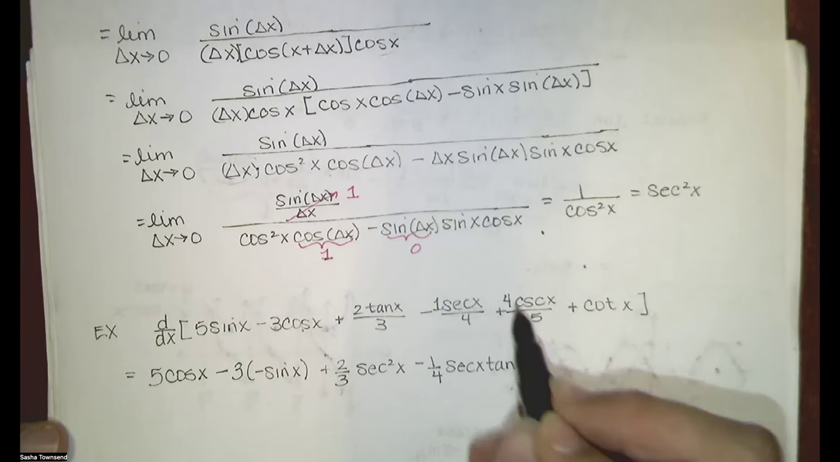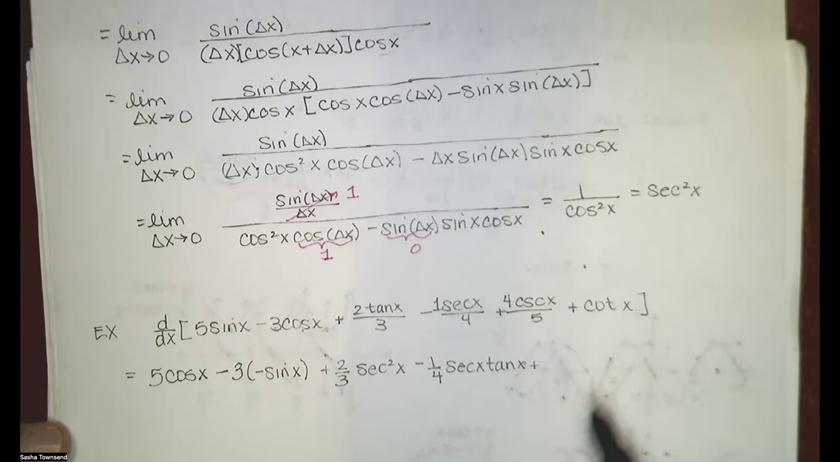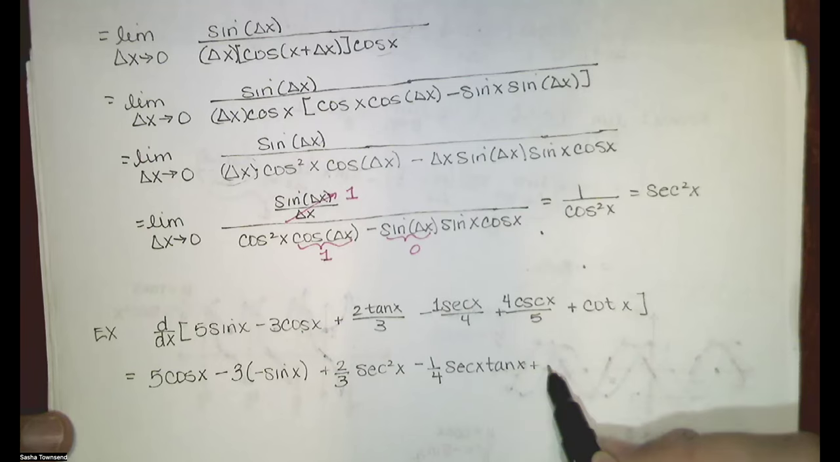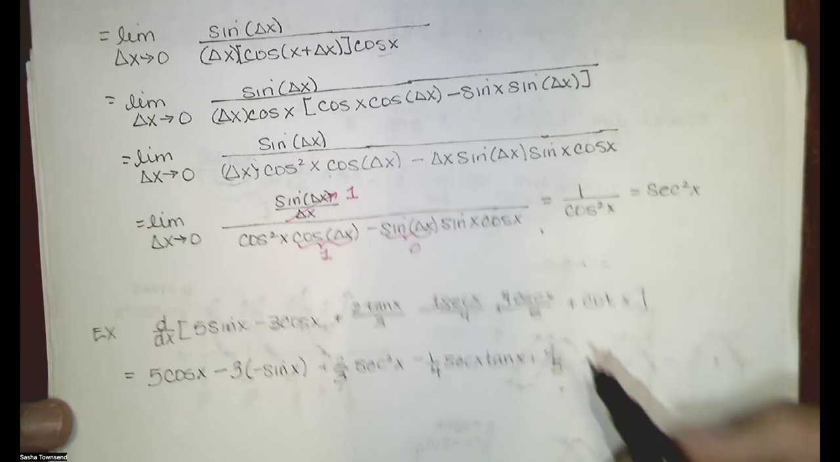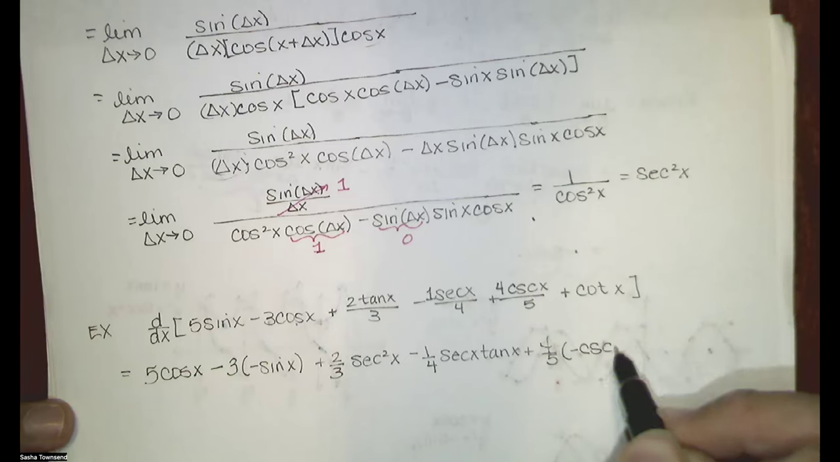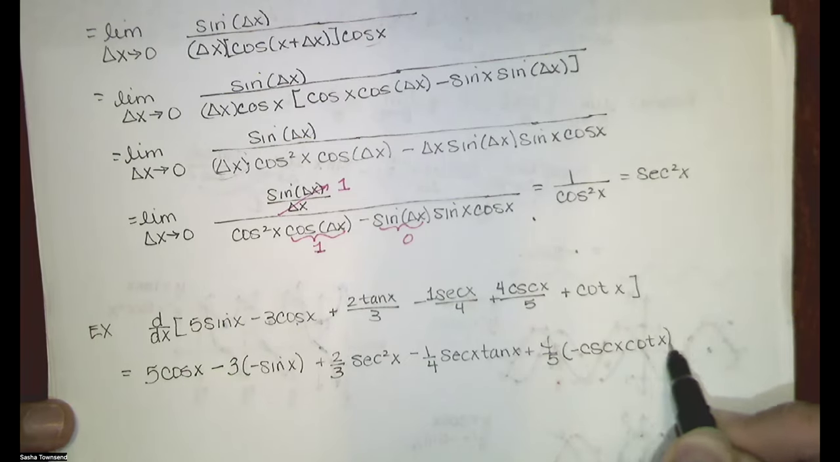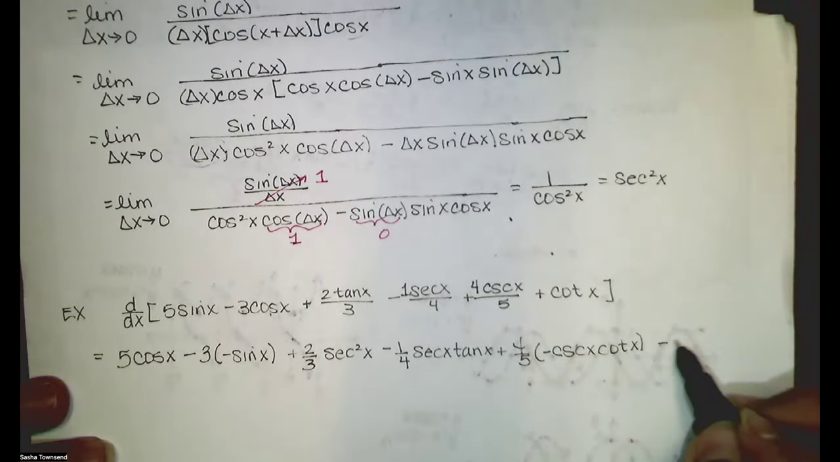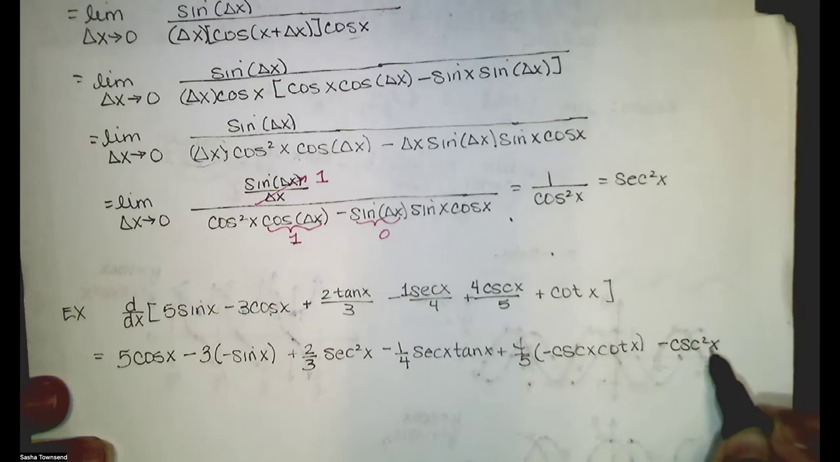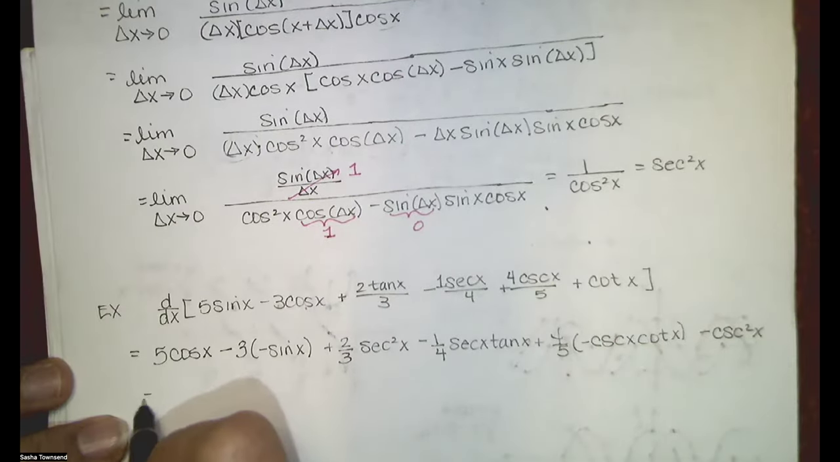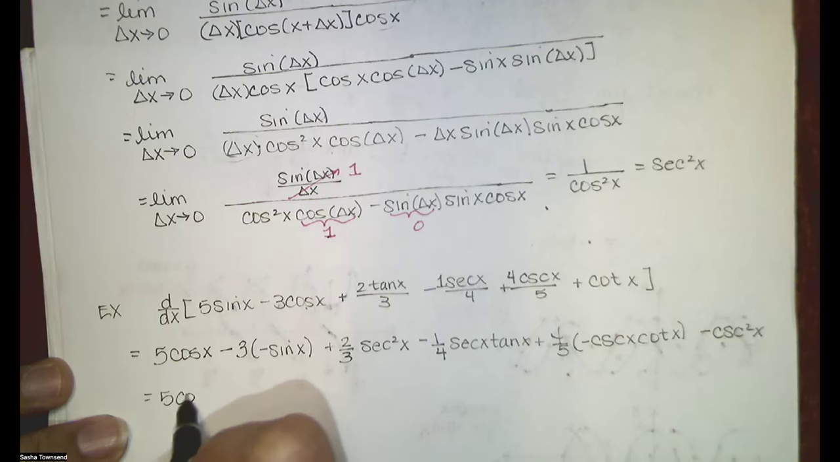Here, we've got cosecant of x times 4 divided by 5, so the implied constant is 4/5 times the derivative of cosecant, which is negative cosecant of x cotangent of x. And then we'll add the derivative of cotangent of x, which is negative cosecant squared x. And then we simplify. Negative times a negative is positive.